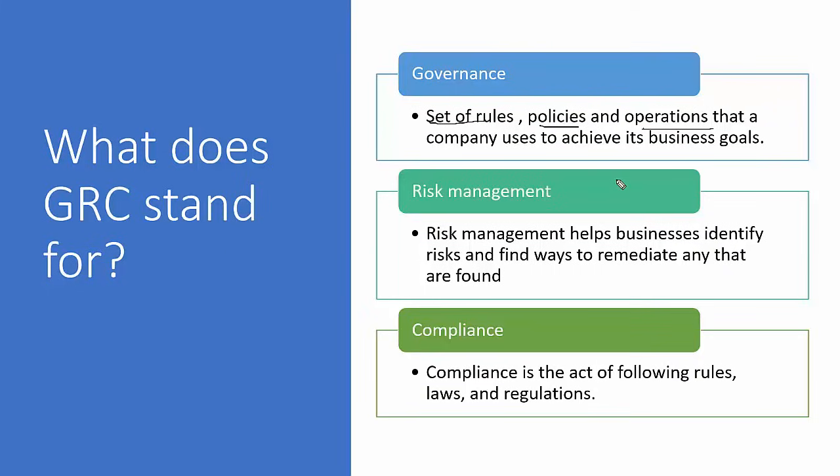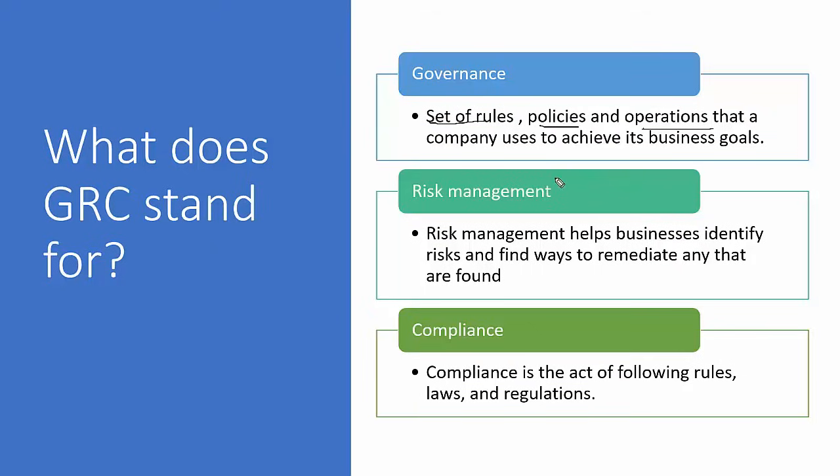So in the company, we have people, we have roles, we have a strategy. That is called governance. So if you go by the definition, governance is a set of rules, policies, and operations that a company uses to achieve its business goals. It defines the responsibilities of key stakeholders such as the board of directors and senior management.